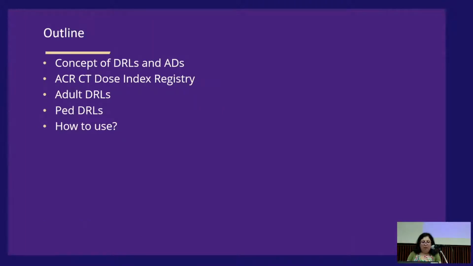So I'm going to talk again. It's really good to repeat a little bit because you may have forgotten what we said yesterday, the concept of DRLs and achievable dose, a little bit about the dose index registry. And then I want to focus for most of my talk on the adult DRLs and pediatric DRLs that we have established in the United States. And Sam will be talking more about how to use it in clinical practice, but I just have one slide about how you could potentially use it in clinical practice.